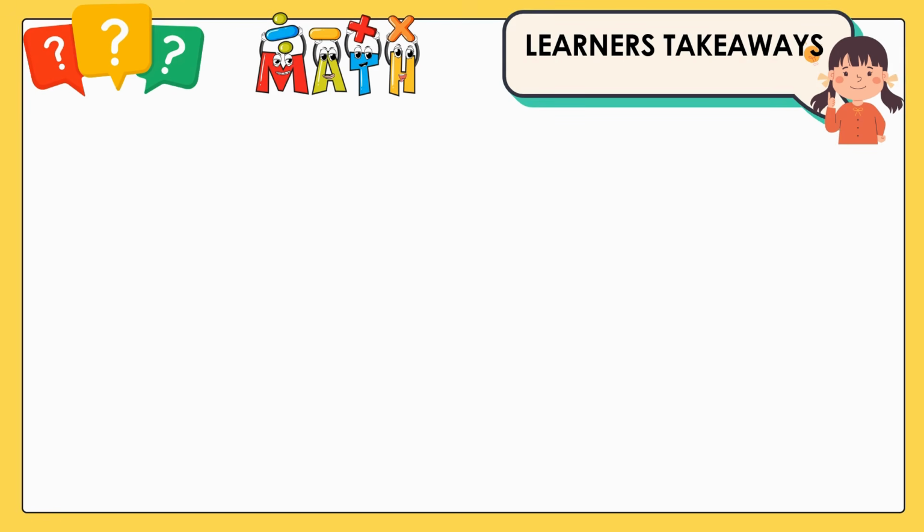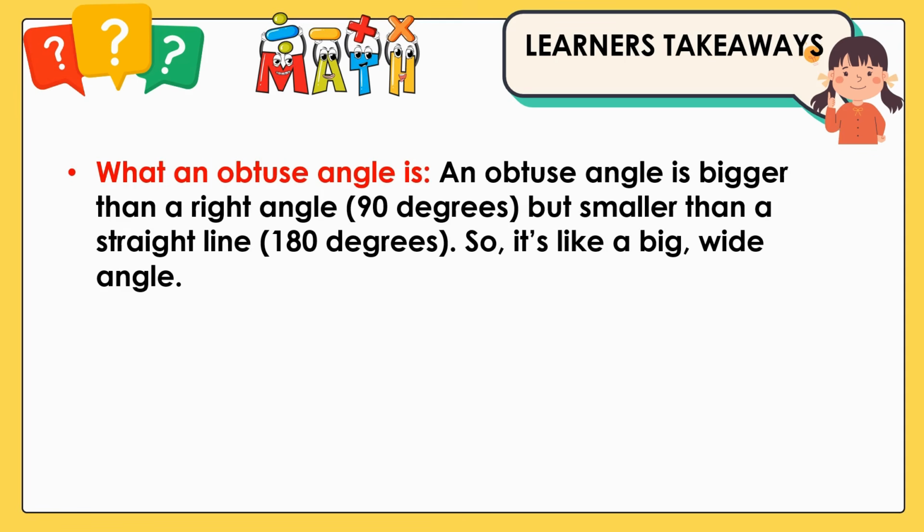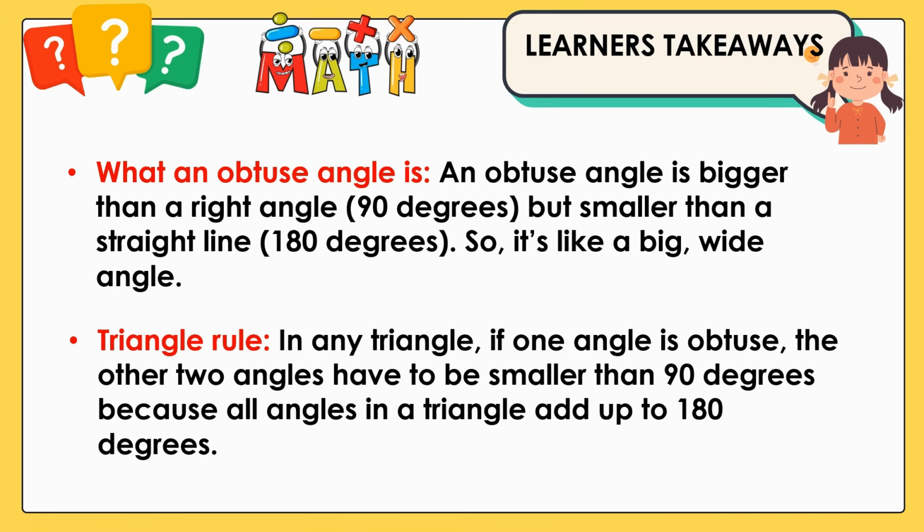For our learners' takeaways, always remember, kids, what an obtuse angle is. An obtuse angle is bigger than a right angle, 90 degrees, but smaller than a straight line with 180 degrees. So it's like a big wide angle. Next, triangle rule. In any triangle, if one angle is obtuse, the other two angles have to be smaller than 90 degrees because all angles in a triangle add up to 180 degrees.